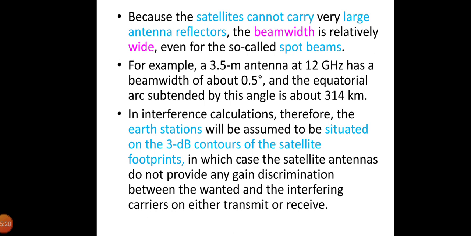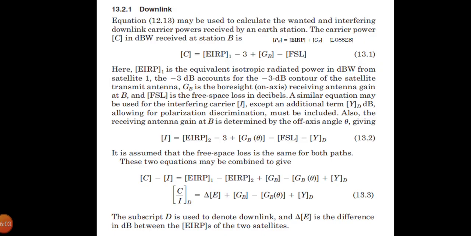Because the satellites cannot carry very large antenna reflectors, the beamwidth is relatively wide even for the so-called spot beams. For example, a 3.5 meter antenna at 12 GHz has a beamwidth of about 0.5 degree, and the equatorial arc subtended by this angle is 314 kilometers. In interference calculations, therefore, the Earth stations will be assumed to be situated on the 3 dB contours of the satellite footprints, in which case the satellite antennas do not provide any gain discrimination between the wanted and the interfering carriers on either transmit or receive.